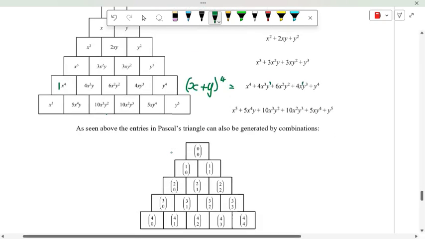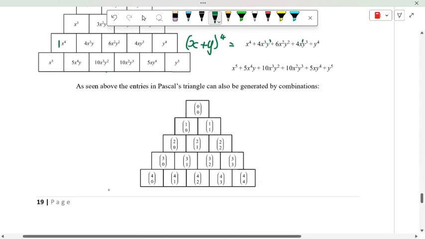Okay. And these coefficients are generated by combinations. So how many ways can you choose 0 things from 4? Well, that's just 1. How many ways can you choose 1 thing from 4? That happens to be 4. This is 6. This is 4. And this is 1.